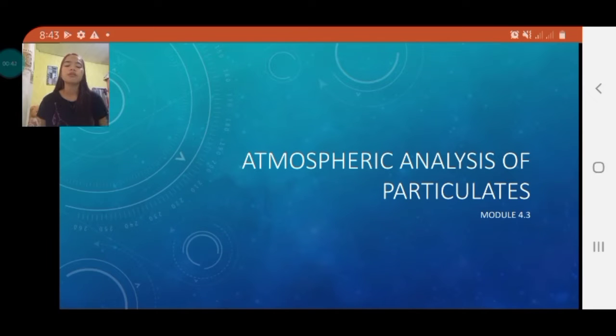The topic that has been given to me is all about atmospheric analysis of particulates in Module 4.3. The sampling and analysis of air particles, as well as analytical methods for analyzing them, are described in this section. There are two types of analytical methods: those that need a sample dissolved, and those that can analyze solid materials directly without the requirement for a dissolving stage. The procedures involving dissolution are reviewed after the solid phase analytical techniques have been briefly defined.